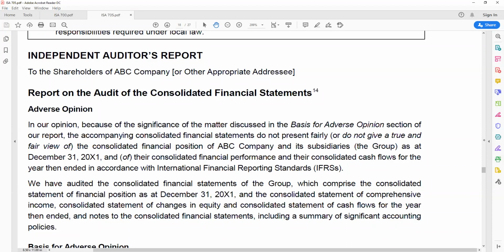So be careful when it comes to the two opinions, the disclaimer and the adverse opinion, because that's where you can make a mistake. The disclaimer opinion and the adverse opinion.